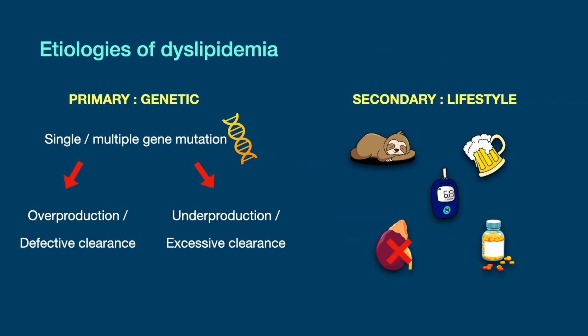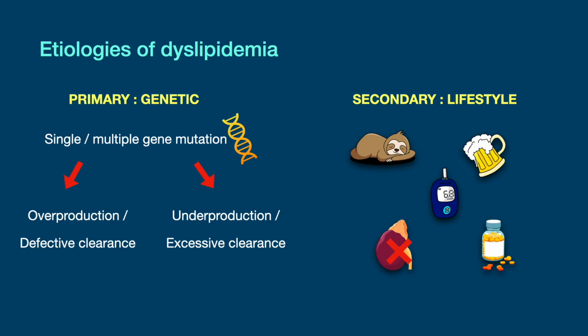Dyslipidemias may be primary or secondary. Primary causes are single or multiple gene mutations that result in either overproduction or defective clearance of triglycerides and LDL, or underproduction or excessive clearance of HDL.